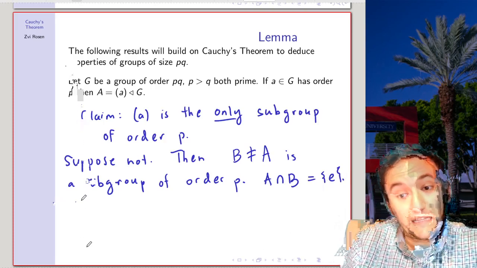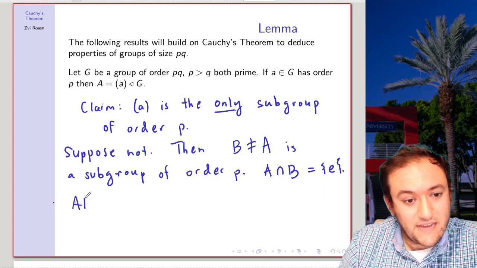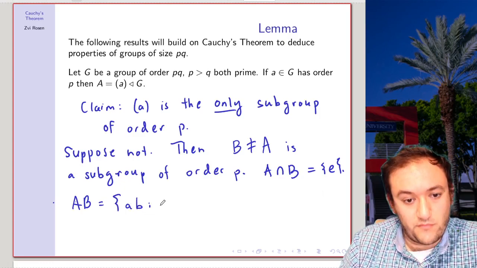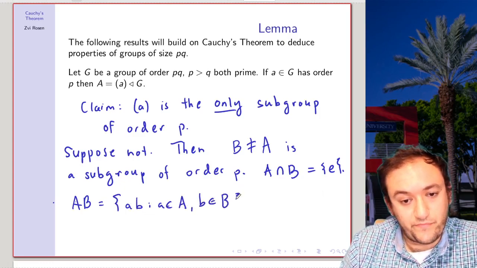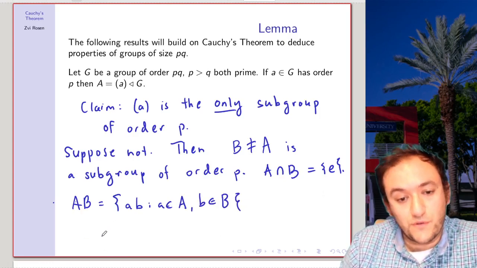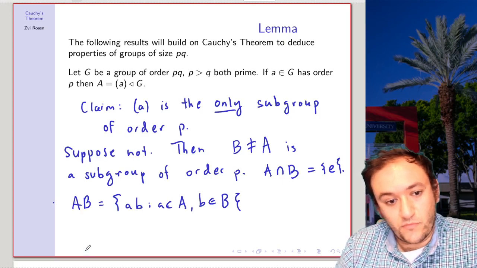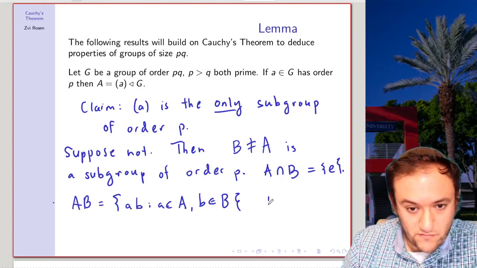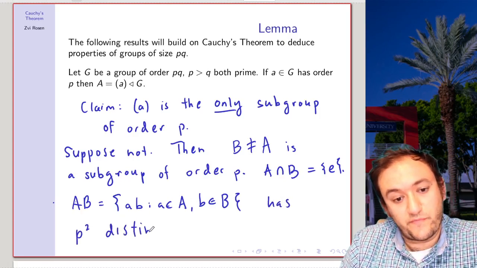Okay, we're going to claim that the set of elements AB, meaning ab for a in A and b in B, will have P squared distinct elements, okay? So this has to have P squared distinct elements.